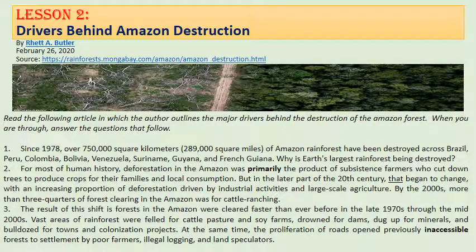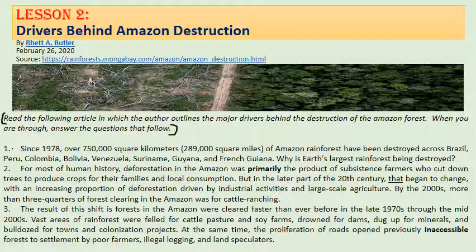Okay, so this is the second lesson of this chapter, Drivers Behind Amazon Destruction. It's a very recent article. It was written in 2020. So this is the latest on what's going on with deforestation, especially in the Amazon. First of all, we read the blurb, as you know, which contains the main idea of what you're going to read. Read the following article in which the author outlines the major drivers behind the destruction of the Amazon forest. When you are through, answer the questions that follow.